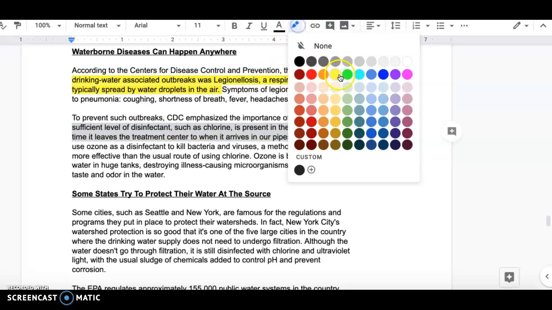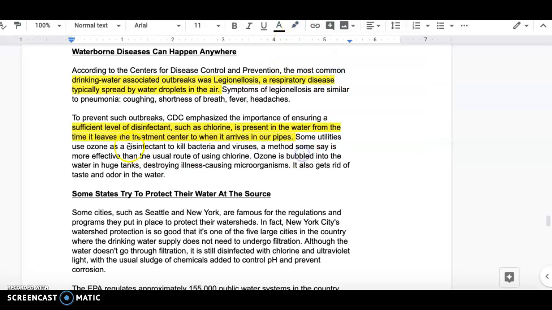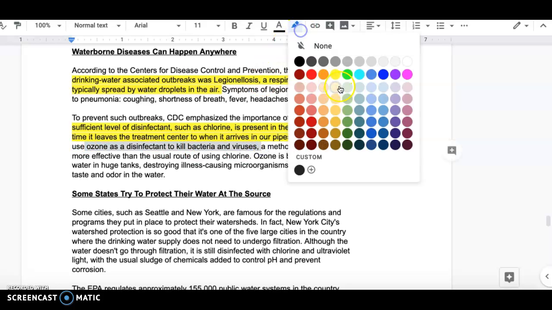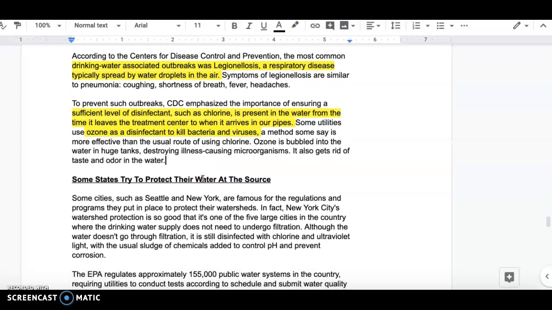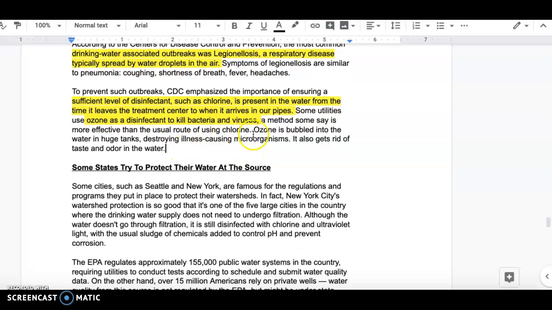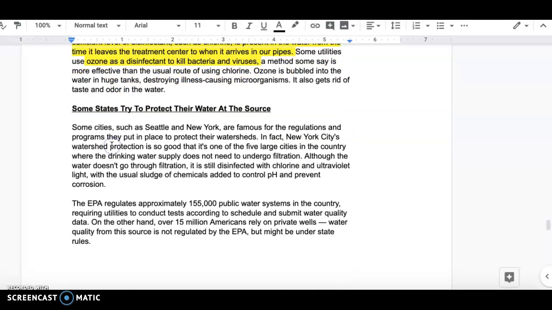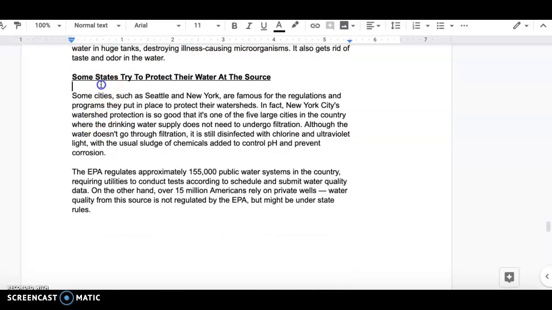to when it arrives in our pipes. Some utilities use ozone as a disinfectant to kill bacteria and viruses, a method that some say is more effective than the usual route of using chlorine. Ozone is bubbled into the water in a huge tank, destroying illness-causing microorganisms. It also gets rid of the taste and odor in the water. Some states try to protect their water at the source.